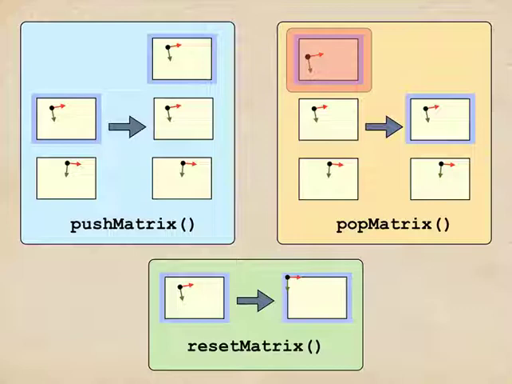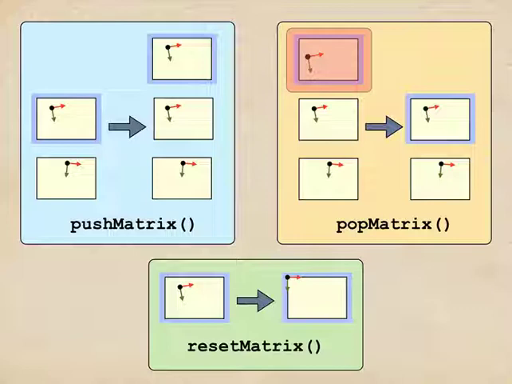One thing to keep in mind is every push needs to ultimately be followed by a pop. Now you can interleave these things any way you want. You can push 3 times, pop once, push 2 more times, pop 3 times. It doesn't matter how you mix them up, but every push eventually gets followed by a pop. If you try to pop when there's only one thing left on the stack, processing will give you an error. That's because you always need at least one coordinate system around, so processing knows where to draw things.